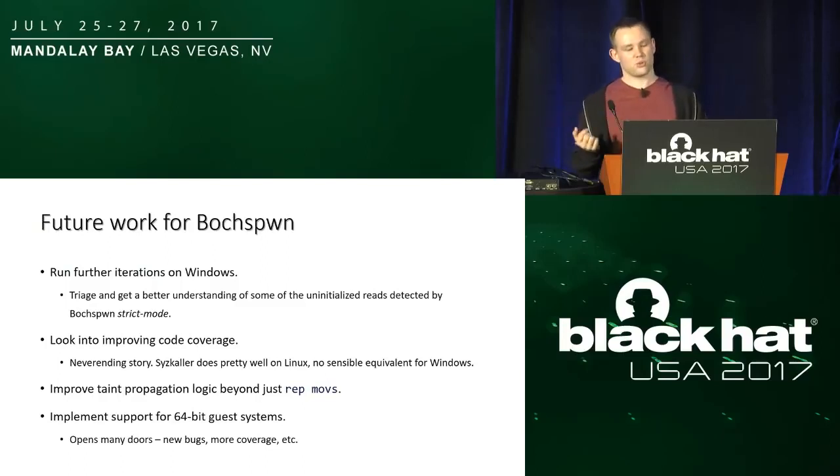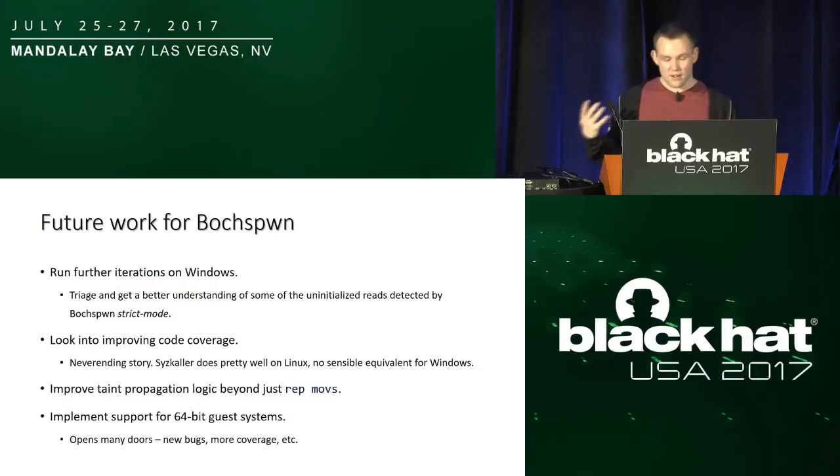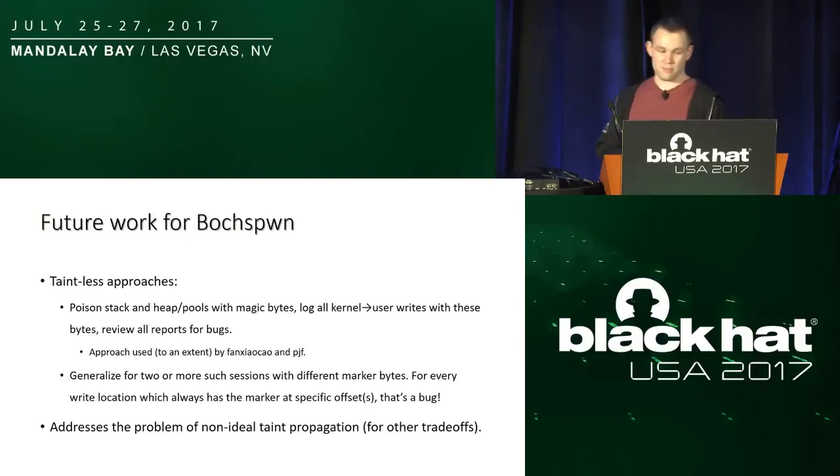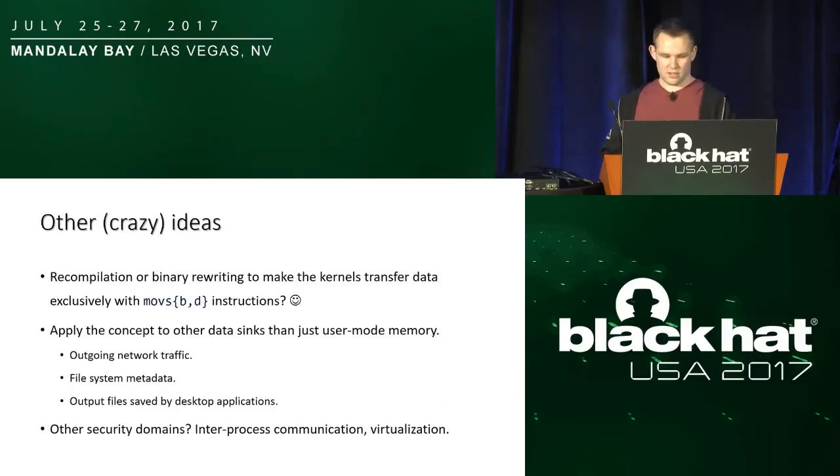We can run further iterations on Windows. We can try to improve code coverage, which is always something that needs to be done. I can also think about improving taint propagation beyond just rep movsb, and implementing support for 64-bit guests, which should also identify a few more new bugs. There are some other, crazier approaches, such as taintless approaches, where we don't have any taint but only look at writes into user mode memory and see if there are any marker bytes being leaked there. This addresses the problem of non-ideal taint propagation, but it has other problems as well.